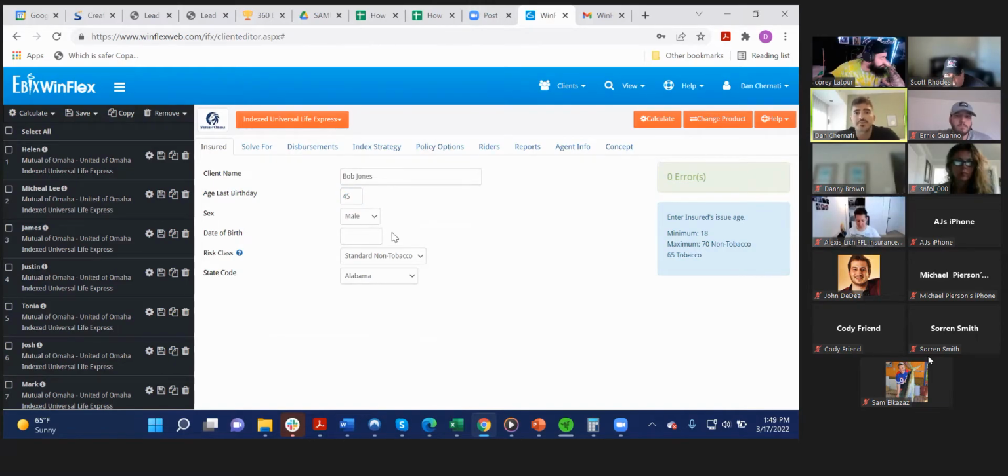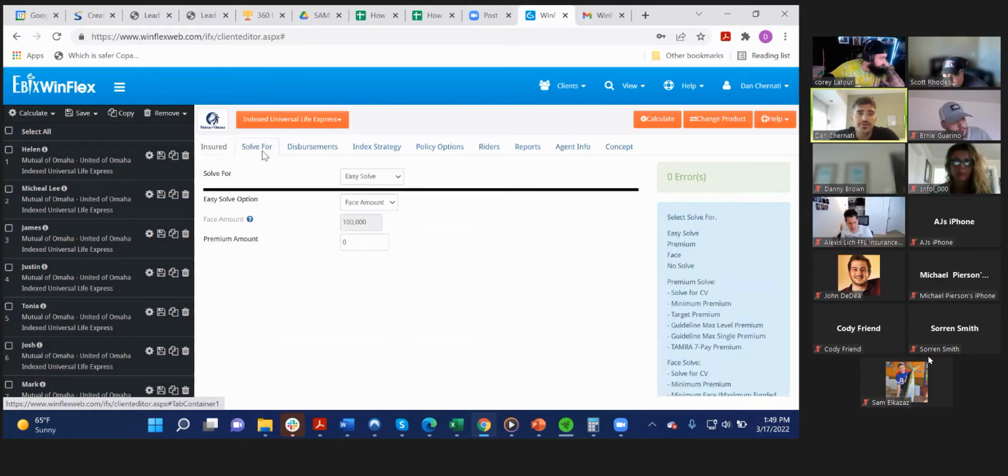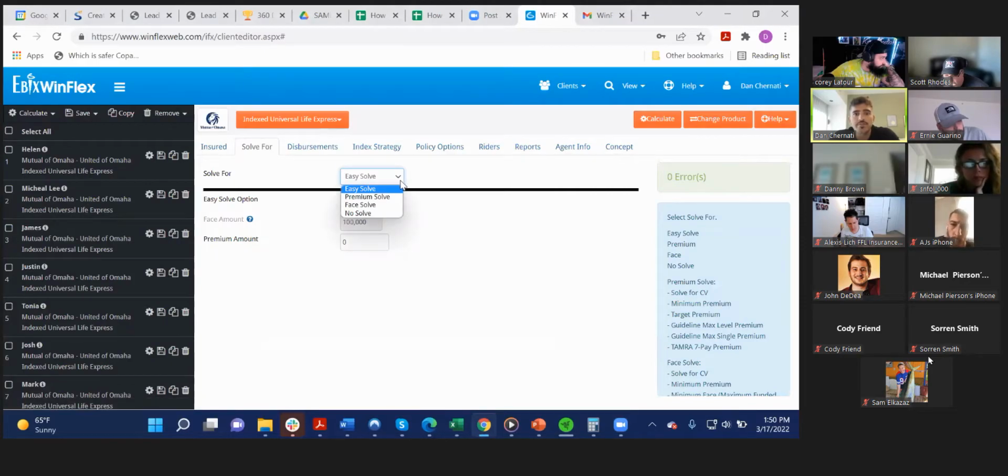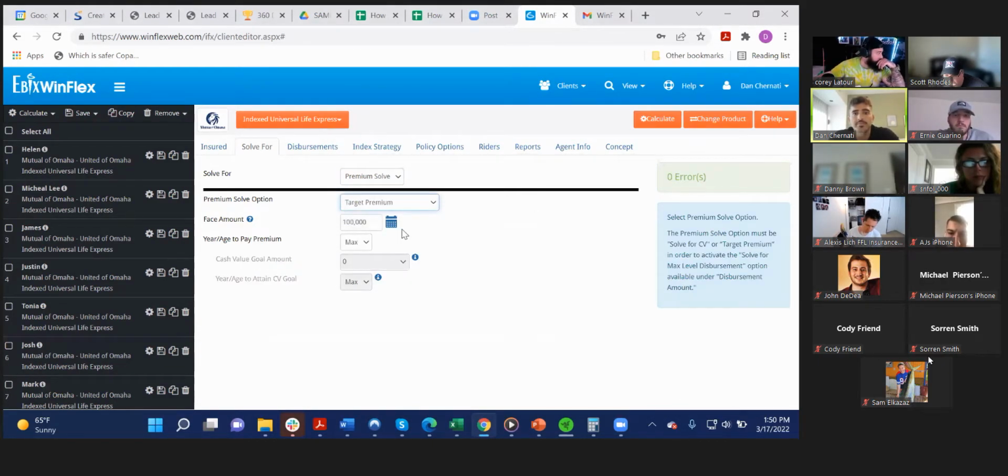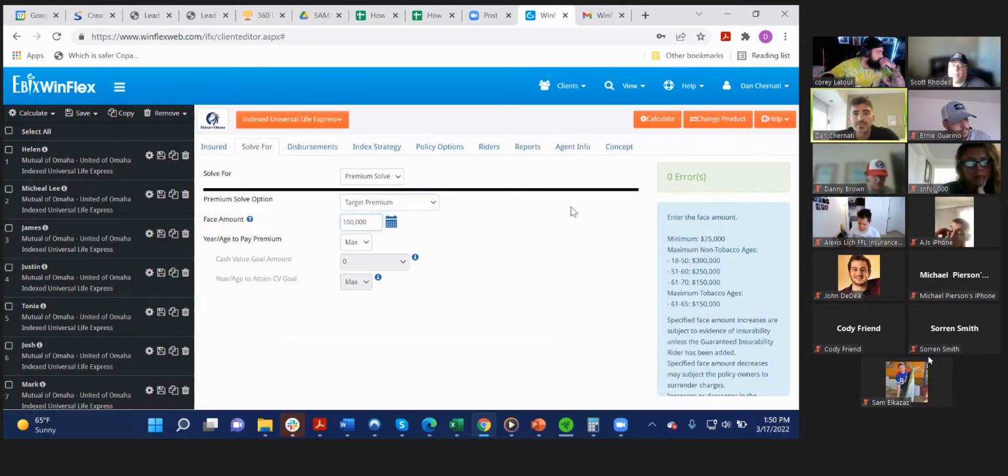There's going to be 3 columns or places here that we have to fill out: the insured, the solve for, and the agent info. You can pretty much forget about all the other stuff. We'll go through some of it, but that's pretty much all you actually have to do. So you're going to go to solve for. This is the important part right here. It's very simple. We want to solve for the premium, right? Let's say, hey, if we're going to get $100,000 in place, what is the cost of that going to be? We want to solve for what's called the target premium. That's the important part here, the target premium. So now it's going to give us an answer for what the $100,000 would be.